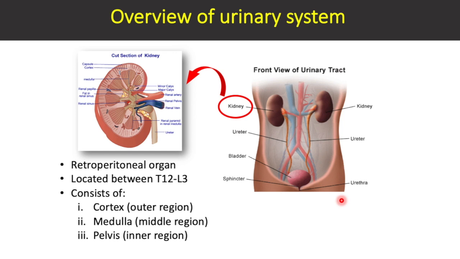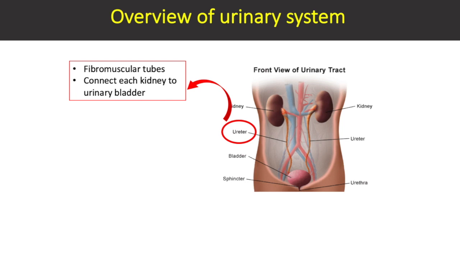So kidney, it is a retroperitoneal organ located between T12 to L3. This is a cross-sectional view of a kidney. It consists of three regions, which are cortex, which is the outer region, medulla, which is the middle region, and renal pelvis, which is the innermost region.